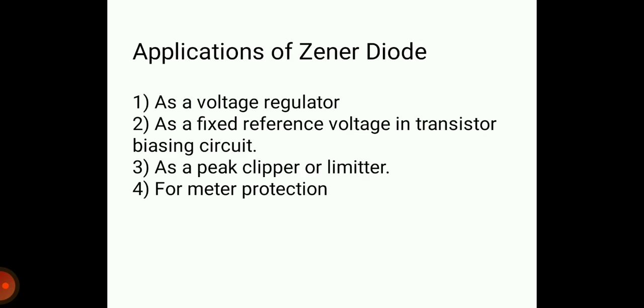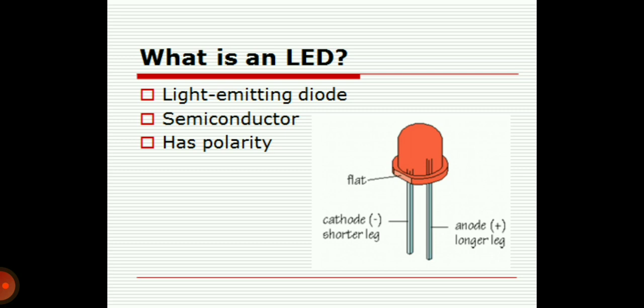Then applications of Zener diode as a voltage regulator. We know that Zener is used as a regulator when it operates in the Zener region. Then another one is light emitting diode, LED. Light emitting diode is one of the special purpose PN junction diode which emits light when it is forward biased.